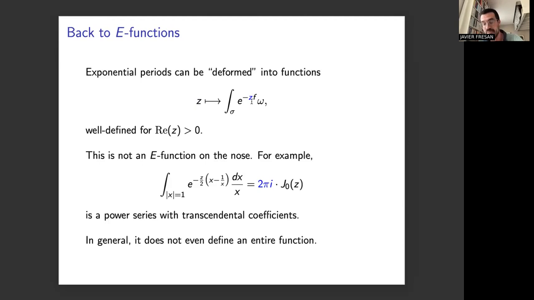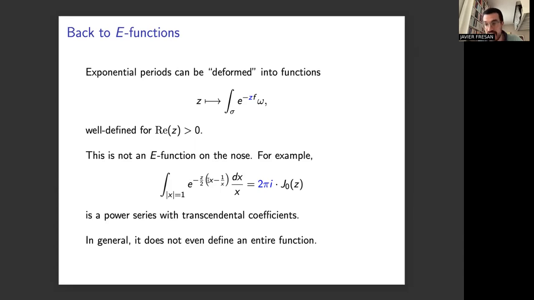And since the important property that defines the rapid decay cycle is the real part of f, if you take z to have positive real part, then the integral still converges, and then you will get a holomorphic function on this half space. And these functions are not E functions, for two reasons. The first one is that even if you assume they are holomorphic, and extend to an entire function, then in general, they do not have algebraic coefficients.